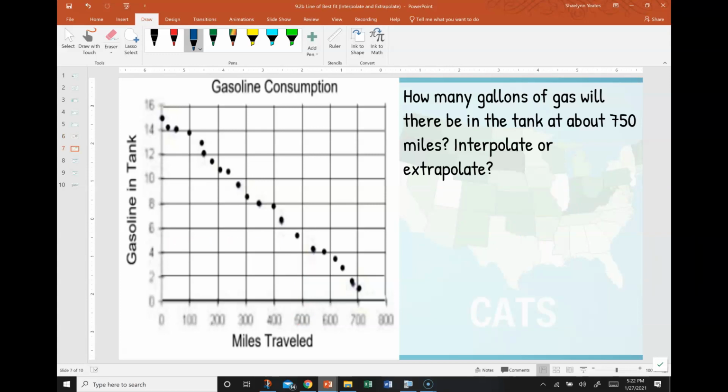All right, so we're going to look at this. It says, how many gallons of gas will there be in the tank at 750 miles? So we go to 750 miles, which is about right here. And if this trend continued, I think we'd end up like here. Oh, that's a terrible line. So we'd end up about there, which is about 1 gallon. Now, is this in between the first and last data points, or is this outside of them? It's a little outside. So I'm going to say it's extrapolate.